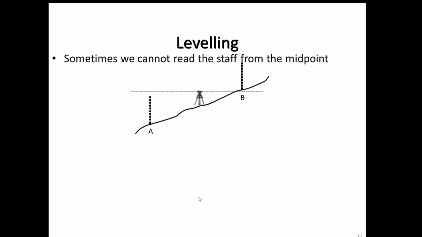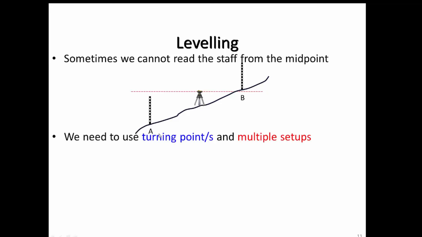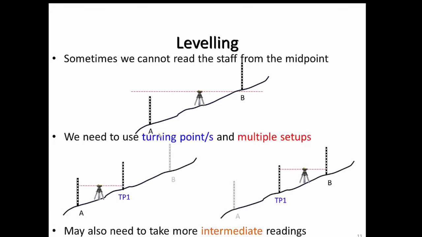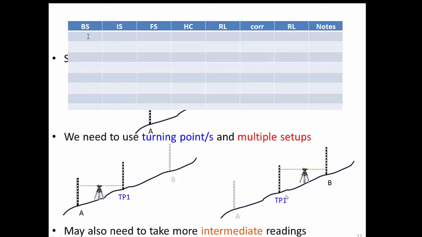Because sometimes on very steep ground or very long distances, it's not possible to set up the level in one location and see from your known point to your unknown point. So we've got the level set up, the height of collimation. It's too high for point A and it's too low for point B. So we have to use turning points and multiple setups. In this case, we've got our level, height of collimation, reading a back sight at A, a foresight at a turning point, TP1. We then move the level, and we take a back sight to TP1 and a foresight to B.